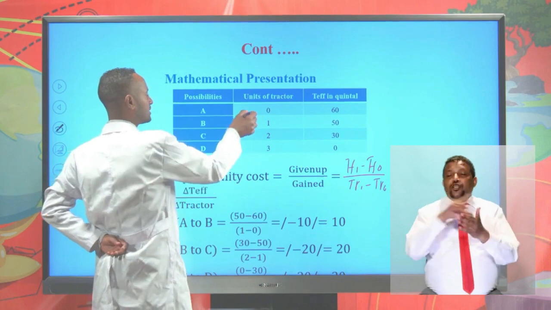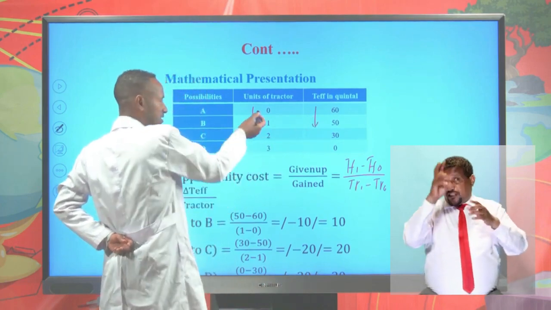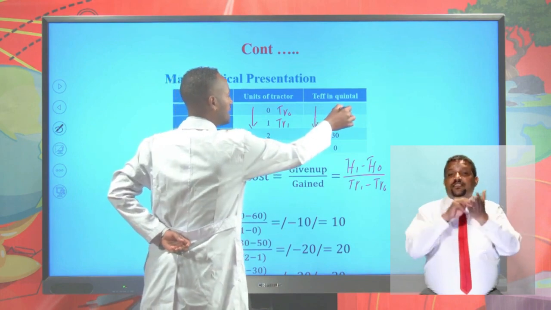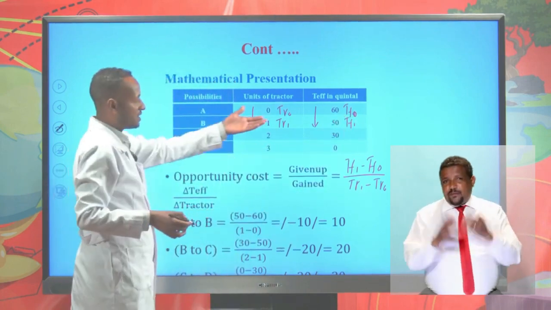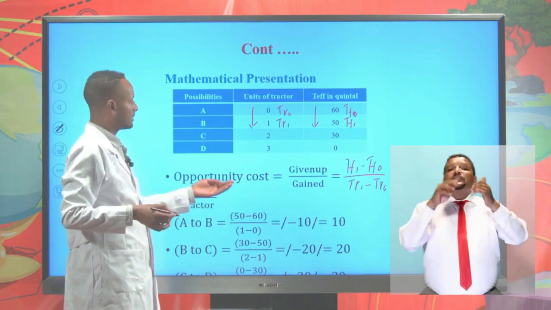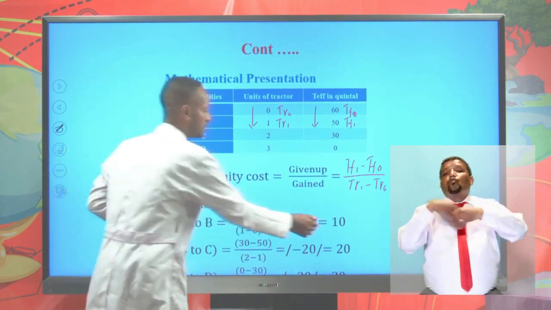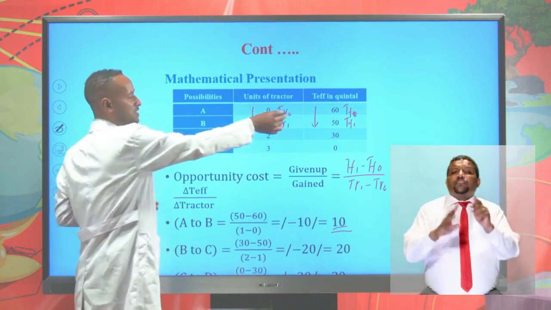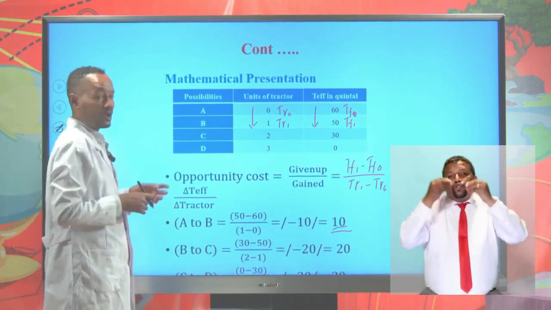So as Ethiopia increases production of tractor from 0 to 1, the production of teff declines from 60 quintal to 50 quintal. Let's take this 0 as tractor initial and this 1 as tractor final. Let's take this 60 as teff initial and this 50 as teff final. So when we substitute this information in the formula, teff final is 50 quintal minus teff initial is 60 quintal, divided by tractor final is 1 minus tractor initial is 0. And this will give us minus 10. And when we take the absolute value, we are left with 10. So this 10 indicates that as Ethiopia increases production of tractor from 0 to 1, the production of teff declines from 60 quintal to 50 quintal, then the opportunity cost of producing 1 tractor is losing 10 quintals of teff.